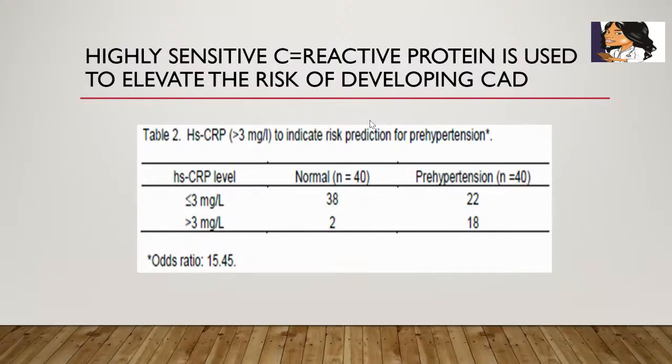And then they're going to pull the highly sensitive C-reactive protein. You'll see this a lot with patients who have autoimmune disorders. They'll determine if it's elevated, and they can rule out cardiovascular diseases like coronary artery disease. If it's elevated, the patient is at risk for developing coronary artery disease. We see it a lot for autoimmune disorders, but it does detect inflammation of the heart. So this is the reason why you may see it, because if it's elevated, the patient is at risk for developing coronary artery disease.